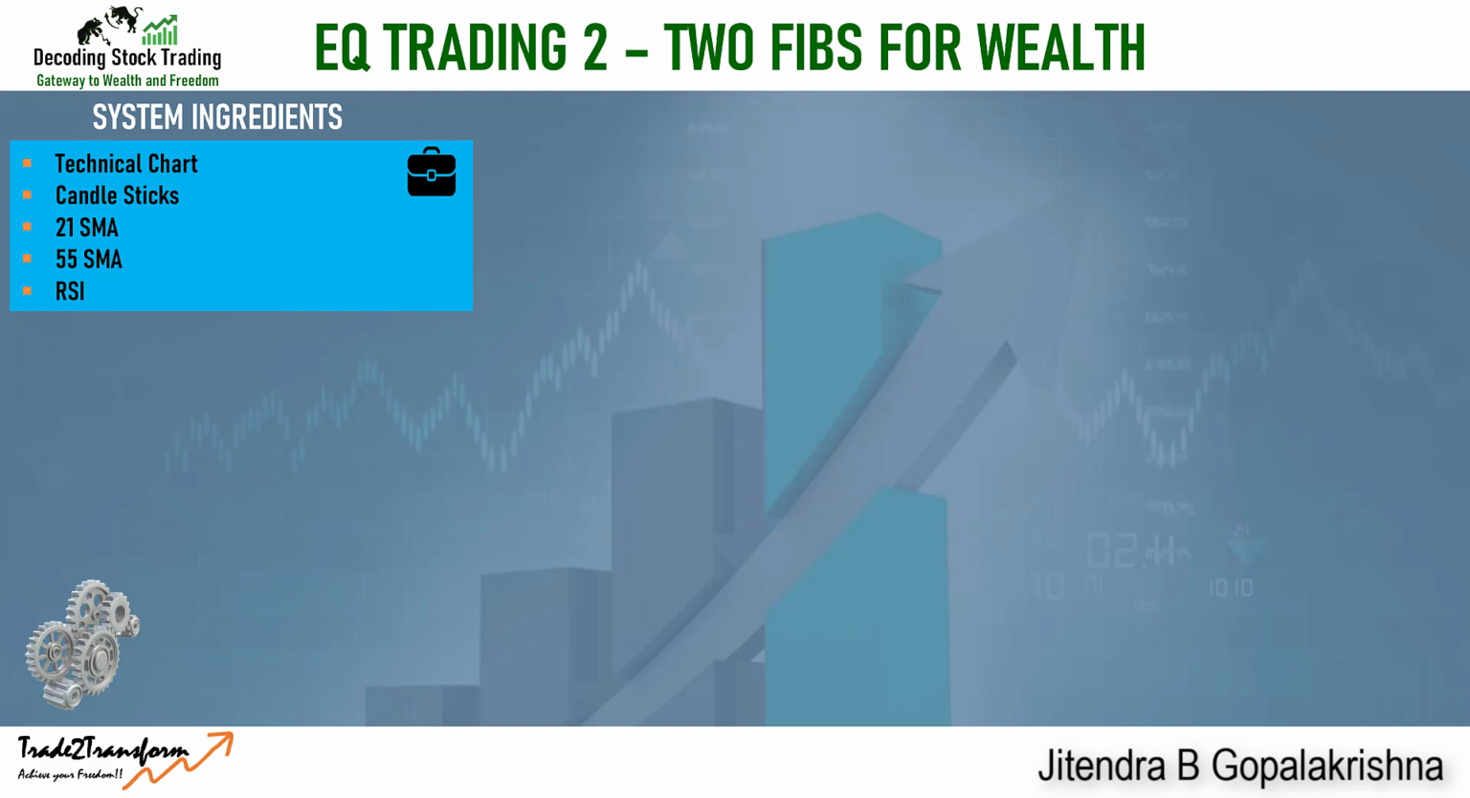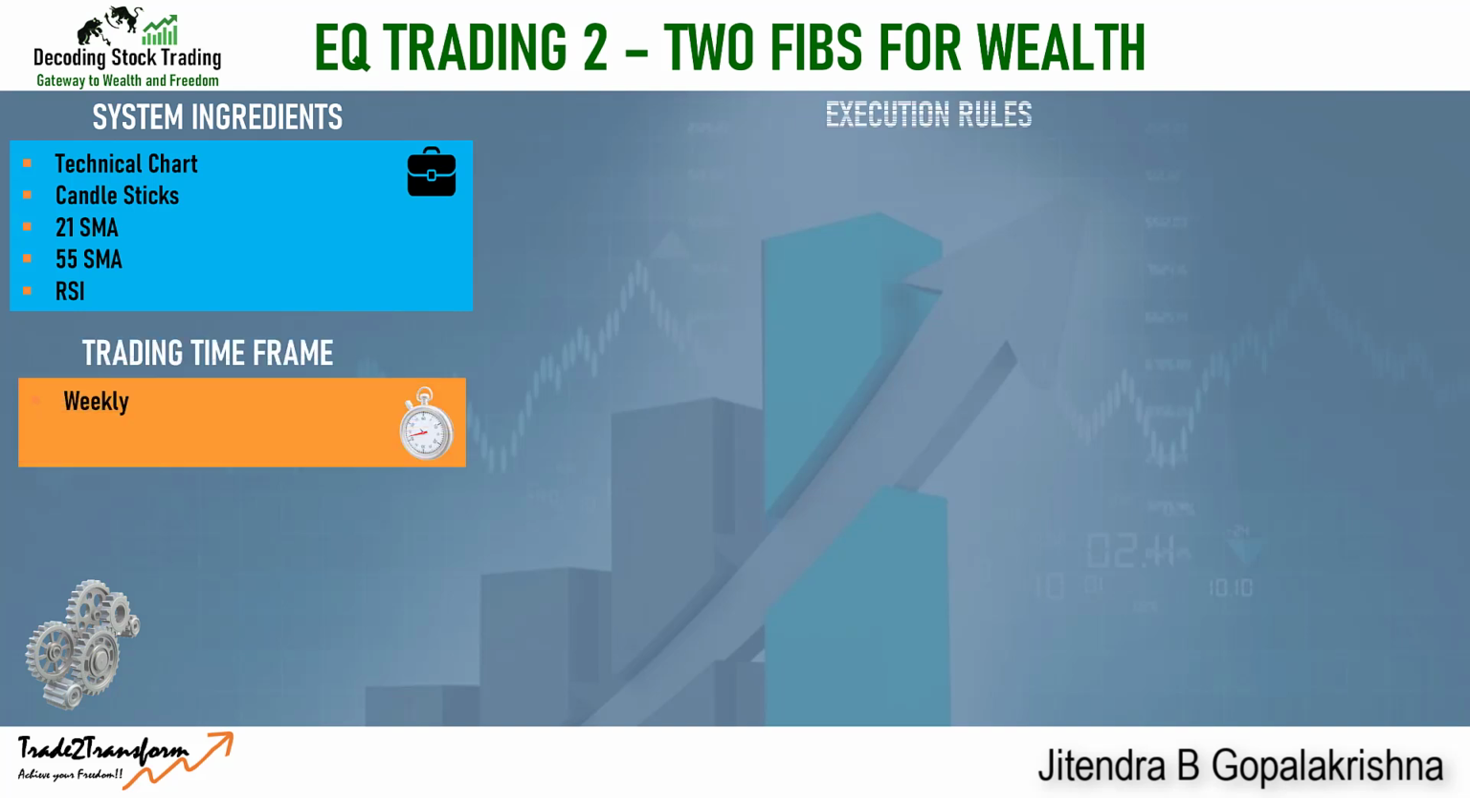So here you need a candlestick chart plus 21 simple moving average, 55 simple moving average and RSI. Now why 21 and why 55? Because these two are Fibonacci series numbers, and then you need RSI. Time frame, again weekly. You will trade only in weekly.